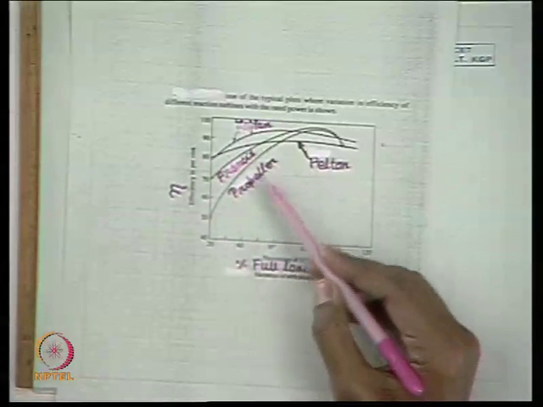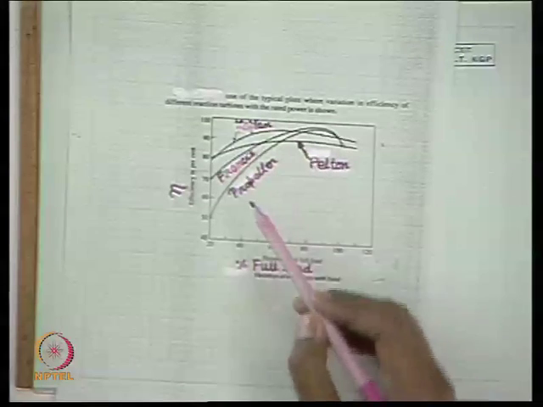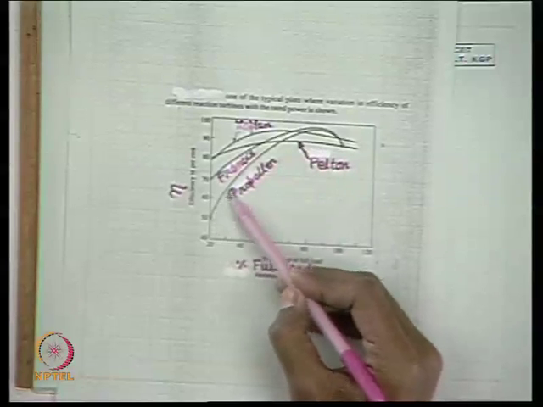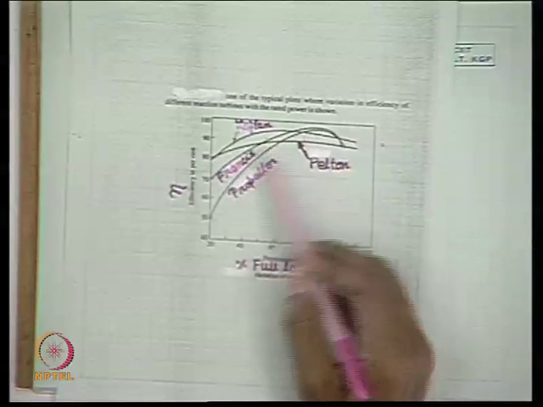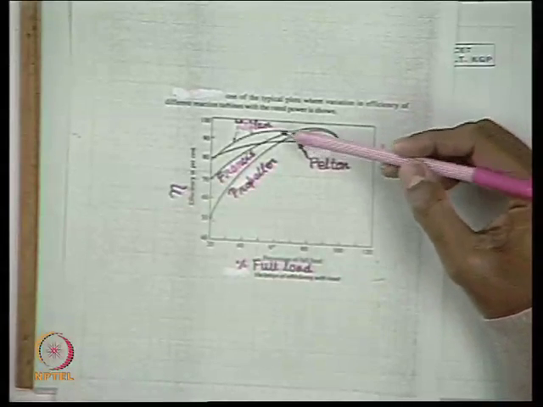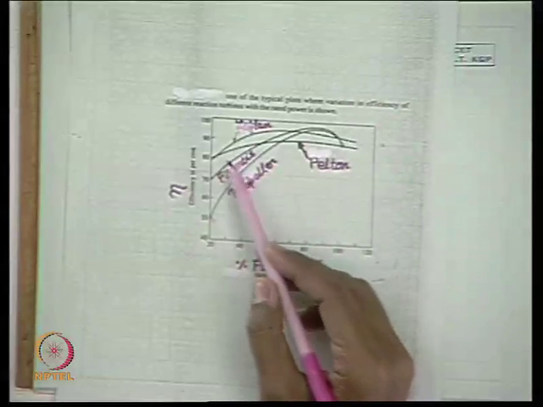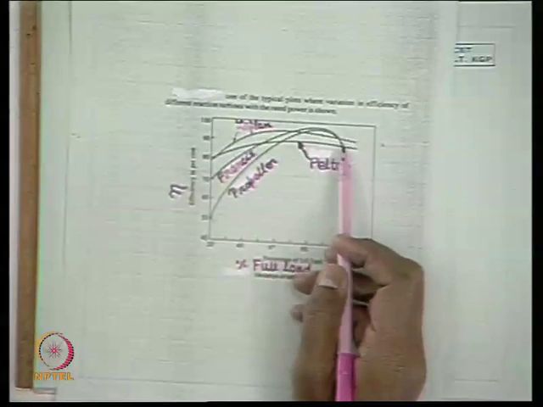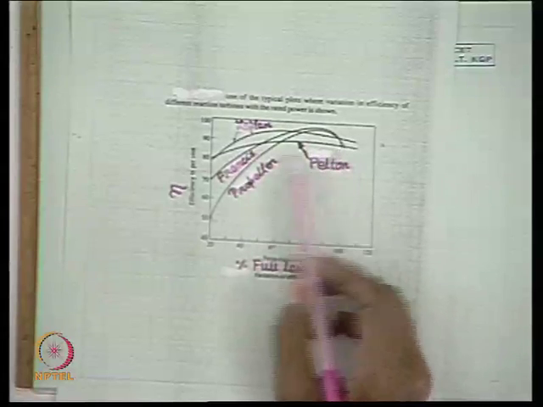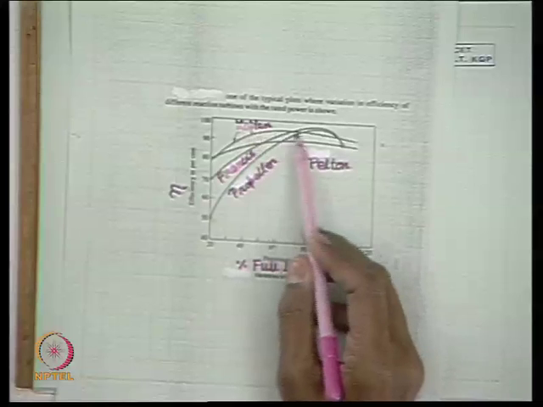As you see, this curve refers to the Pelton wheel. This is the propeller turbine, this is the Francis turbine, this is the Kaplan turbine. Now here, of course, you may have a question. That is, propeller turbine and Kaplan turbine are different. Usually in practice, we refer to a turbine whose entry is mainly radial and tangential, but exit is purely axial, as a Kaplan turbine.